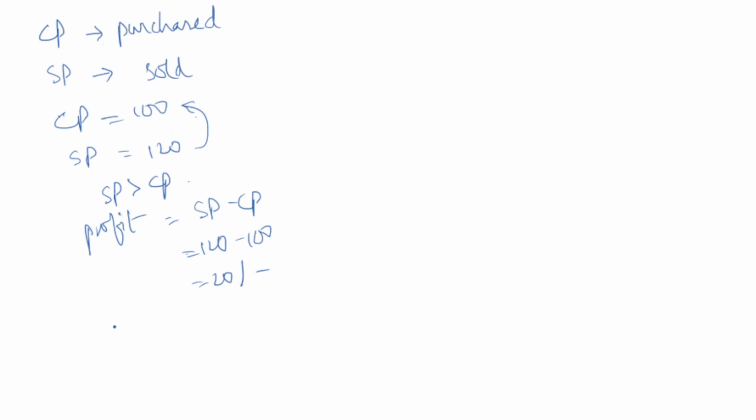And how do you calculate profit percent? Profit percent is equal to profit divided by cost price into 100. You will always calculate profit on cost price. So this is equal to 20 divided by 100 into 100. This is 20%.